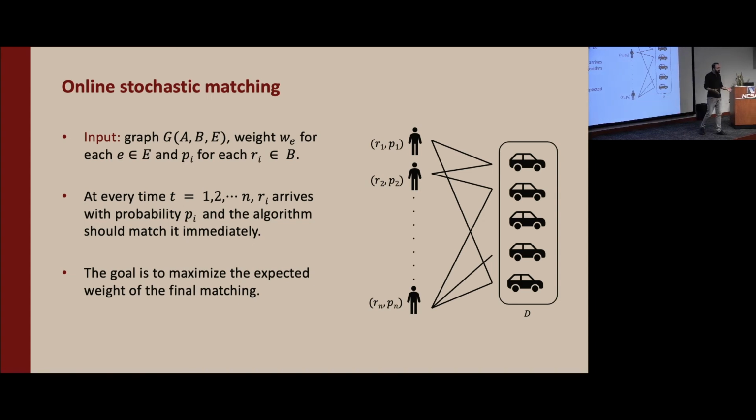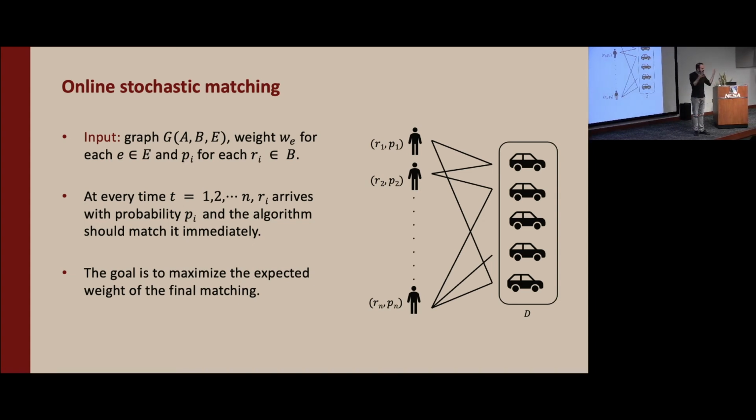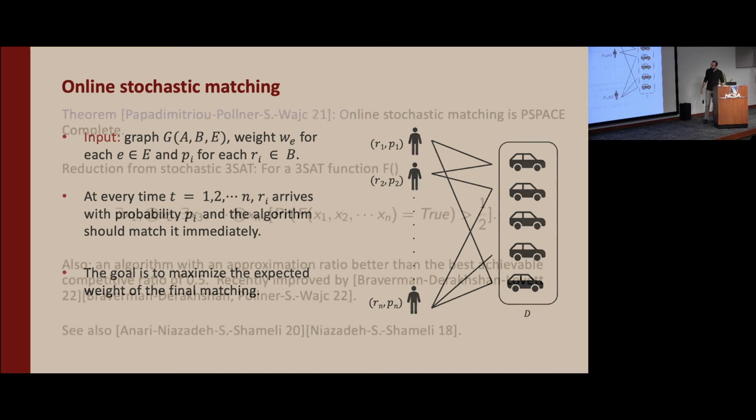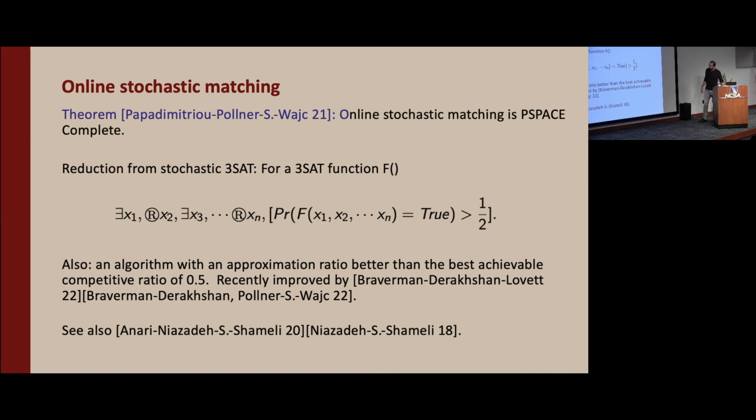If you look at this problem from the point of view of competitive analysis, 50% of the optimum is the best you can do, but you can actually do better. So one thing that we did was that first we just asked, what is the computational complexity of optimum online?